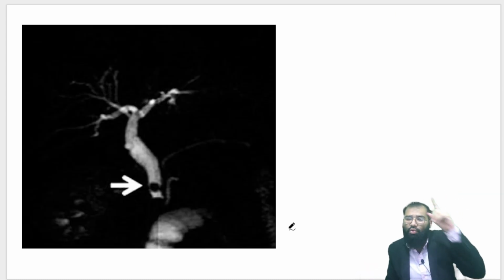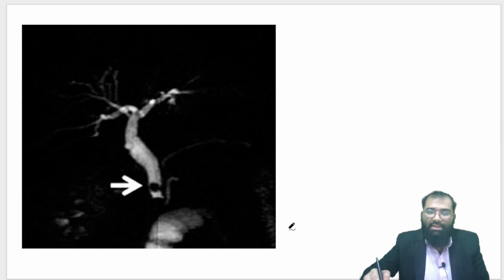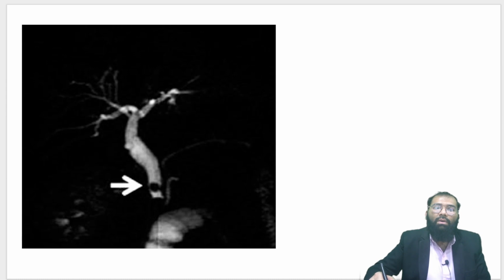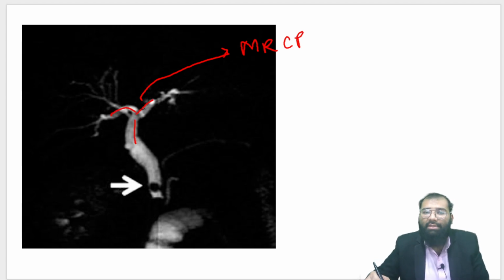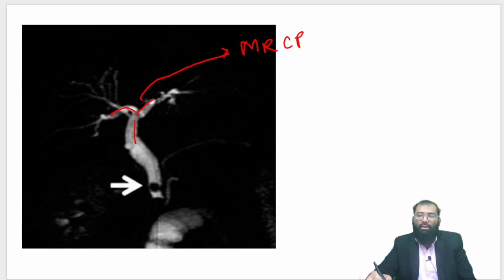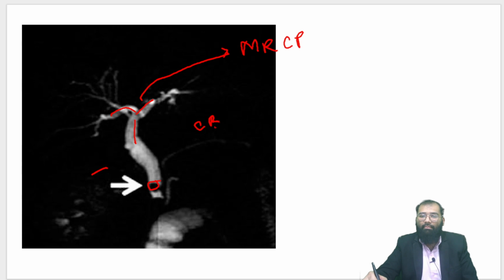Now I want you to identify the pathology which is seen and also identify what investigation this is. So yes, you are correct. This is MRCP. You are clearly seeing the ducts which are bright, so fluid filled structures are bright. Here you are able to see that there is a filling defect within the CBD. So this is a case of choledocholithiasis.